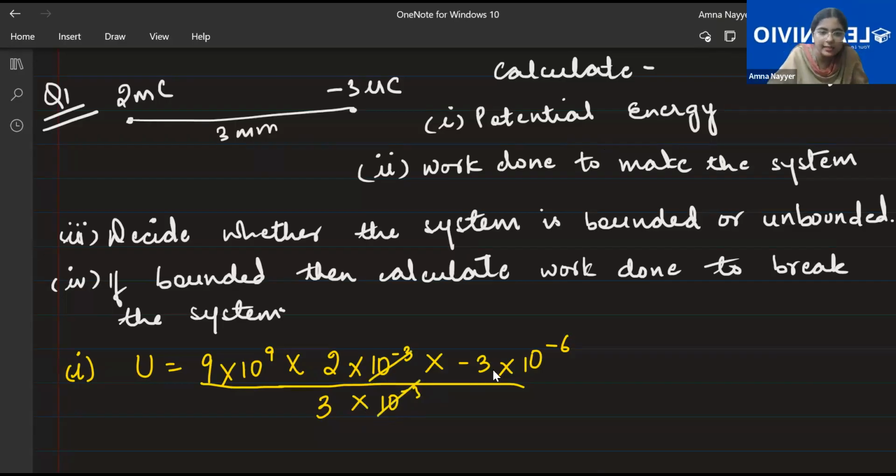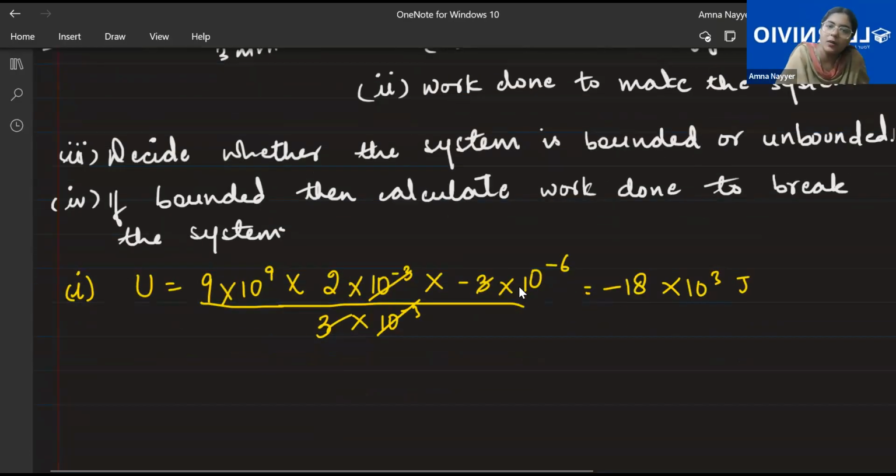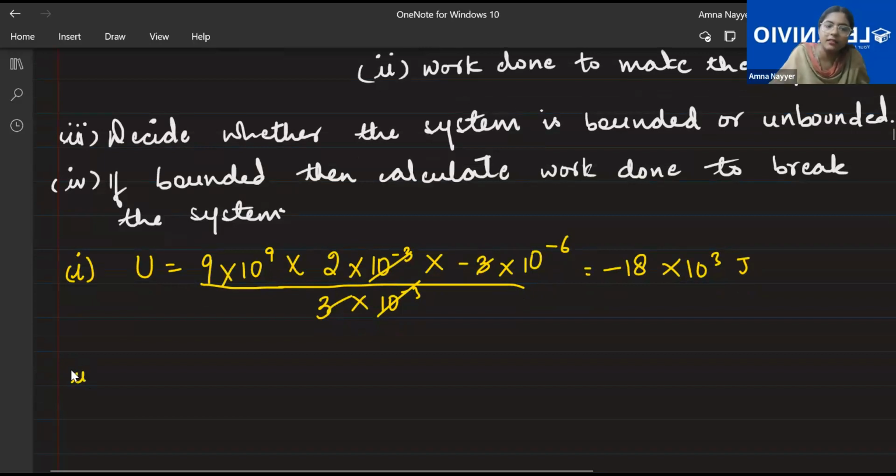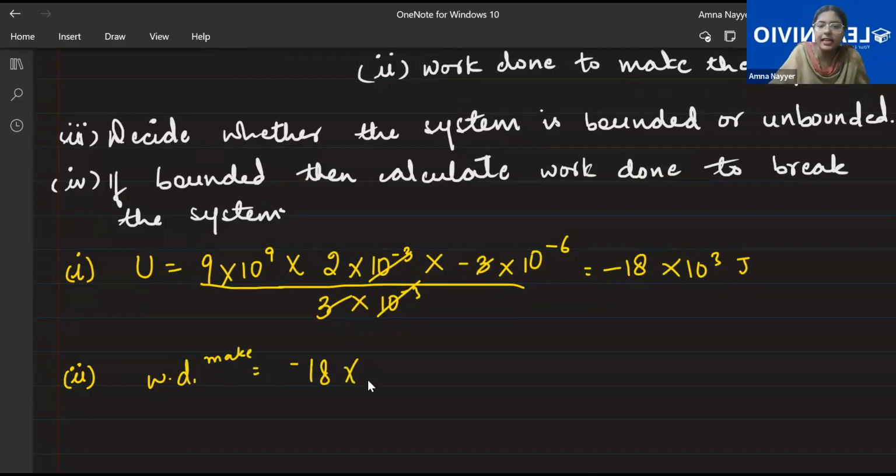Okay, so this gets cancelled. 3 will get cancelled. We will have minus 18. Right, 2 into 9. And 9 minus 6 is 3. 10 to the power 3 joules. Second says, work done to make the system. What did we study till now? Whatever is the potential energy, that is exactly the work done. Same thing. The work done to make the system is still the same, minus 18 into 10 to the power 3 joules.